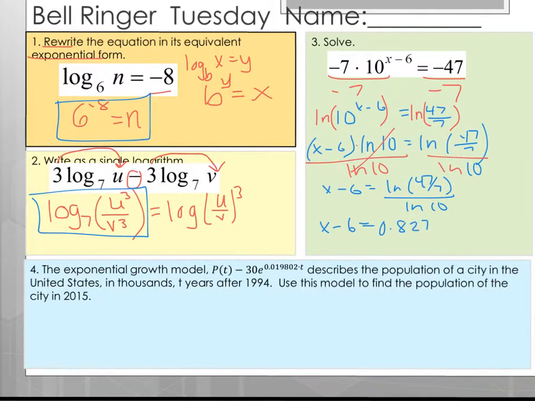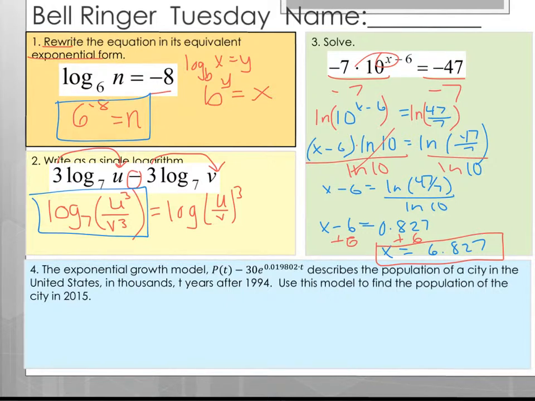0.827. And then the final step in isolating x is to add 6 to both sides. And that gets us x equals 6.827. And of course, we would want to plug this back in for x in order to check our equation, which I've already done.